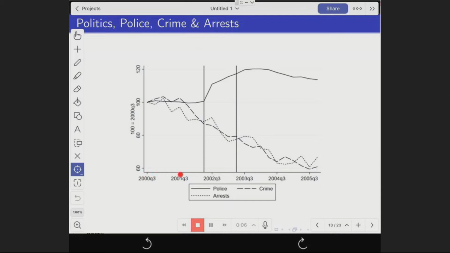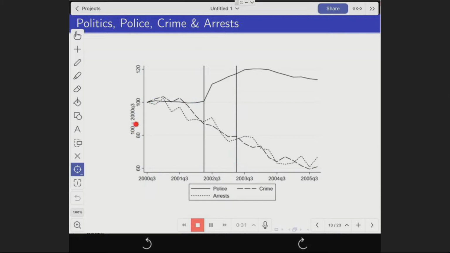So here we've got time measured on the horizontal axis. I've aggregated the data from monthly to quarterly to knock out some of that seasonal variation and make things look a little bit smoother. It doesn't affect the analysis. Here is when the hiring campaign begins. This is when the hiring campaign ends. There are 3 time series that we're looking at. The first time series is the solid line. That's the number of police.